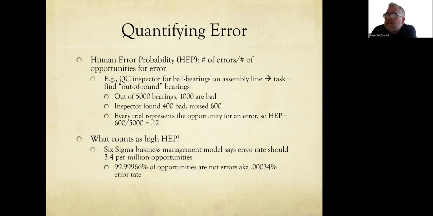So we can simply calculate the error probability here as 600 divided by 5,000, right? 600 actual errors divided by 5,000 chances, and we get an error probability of 0.12. Essentially, they've made a mistake 12% of the time.